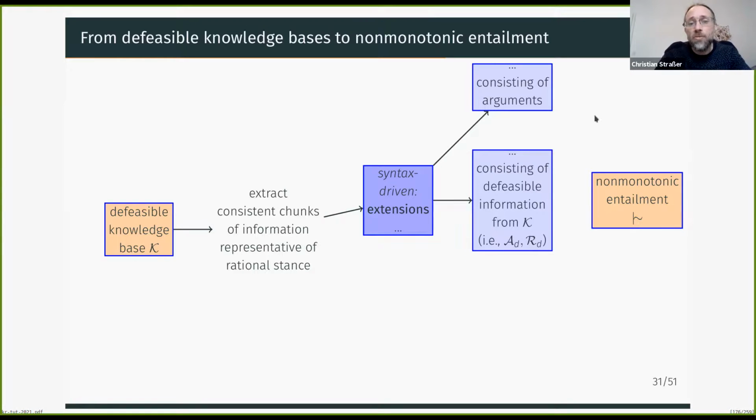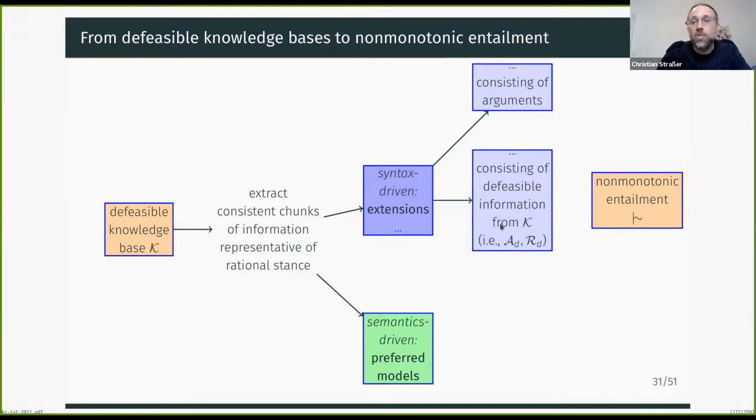Or you do it differently, like in maximal consistent subsets, as you have seen, where you build consistent sets of assumptions from your knowledge base. So here the extensions would be subsets of the defeasible part of the knowledge, for instance defeasible assumptions or defeasible rules. That would be your extensions. So this is another way of going about it in a syntactic way.